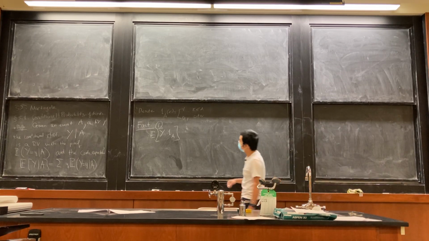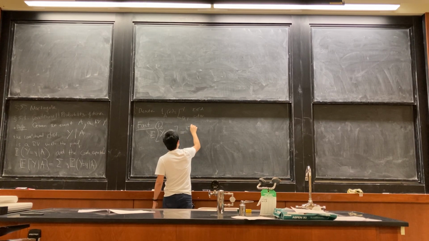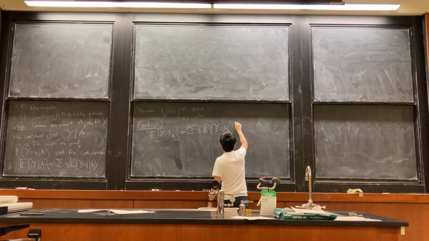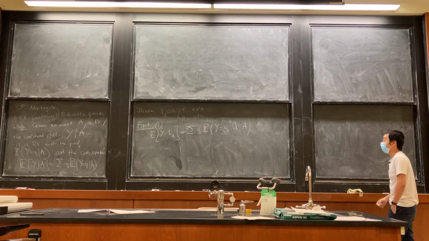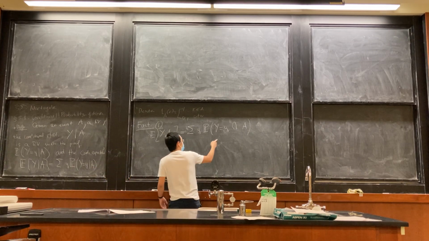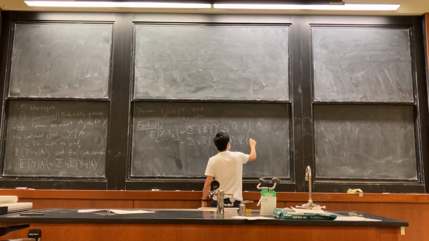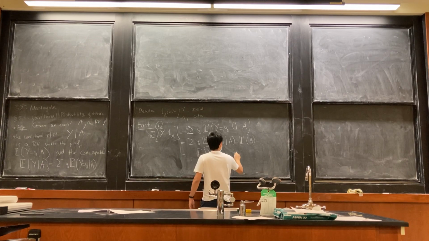By the definition, it's a summation on y, probability of Y equal to y, intersection with event A occurring, right? And based on the definition of the conditional expectation, this is the same thing as y times the probability of Y equal to y condition on A, times the probability of A, which is equal to the expected value of Y condition on A multiplied with the probability of A.